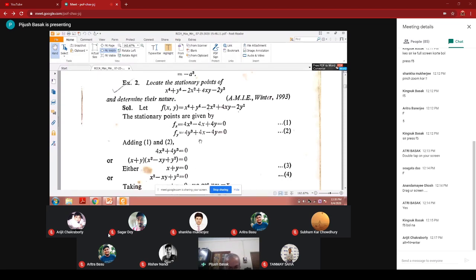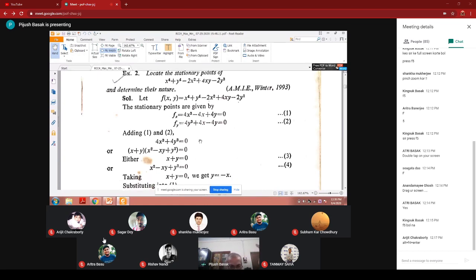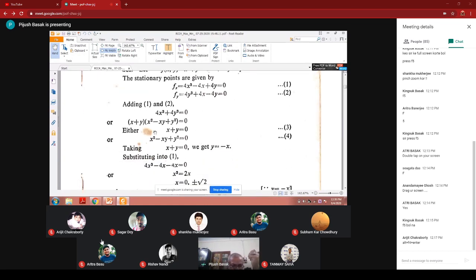Adding, for mathematical convenience, we have to find x and y. Whatever technique you want to use, you can do it. So adding 1 and 2, 4x cube plus 4y cube is equal to 0. After cancelling 4, it is the a cube plus b cube formula, which gives you (x plus y)(x square minus xy plus y square). So either x plus y is equal to 0 or x square minus xy plus y square is 0. Taking x plus y is equal to 0, we get y is equal to minus x. Substituting into 1.